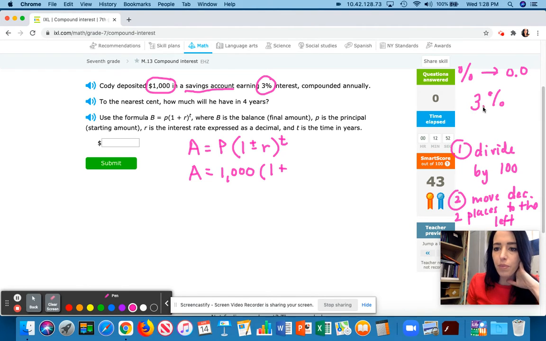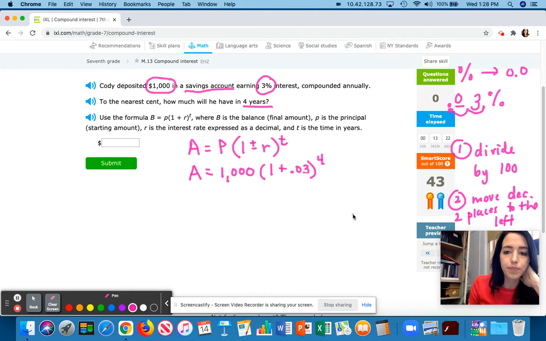So if I have a 3%, my decimal would start here, right after the 3. So I'm going to move it 1, 2. So my decimal is going to end here. I have an empty place, so I'm going to put a 0 as a placeholder. So 3% written as a decimal is 0.03. I'm going to close that parentheses, and then my time, it's asking me after 4 years. So my exponent is going to be a 4.